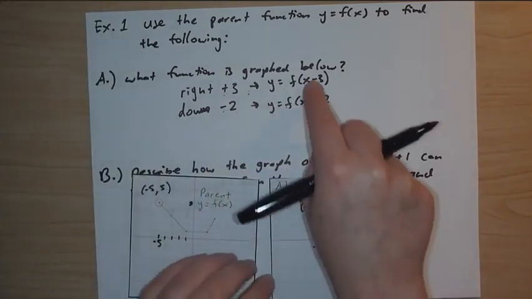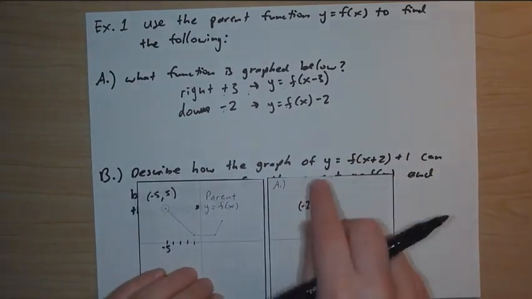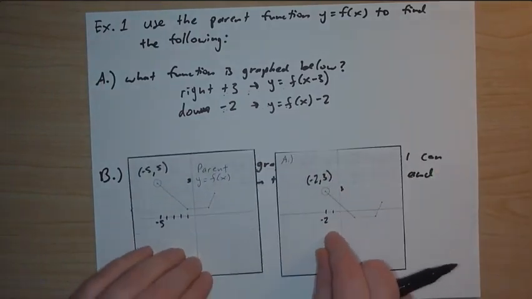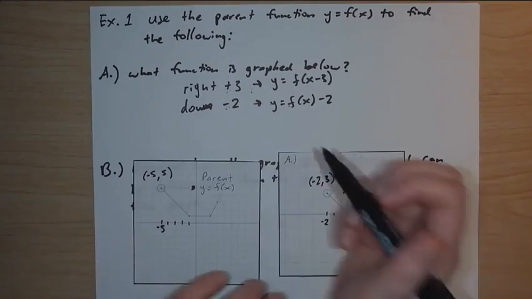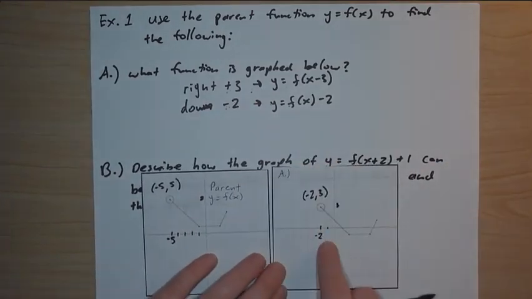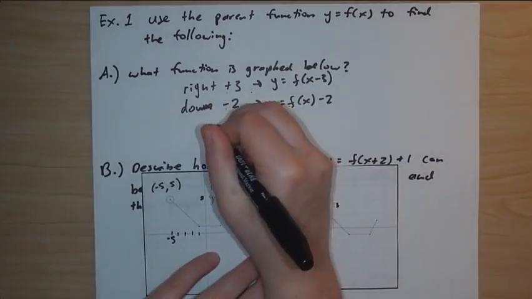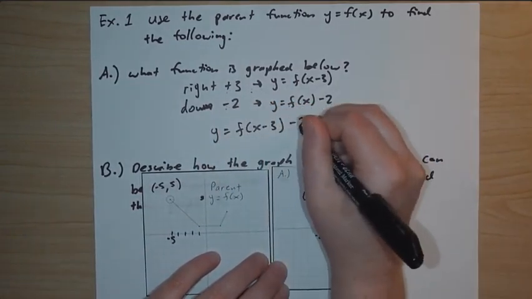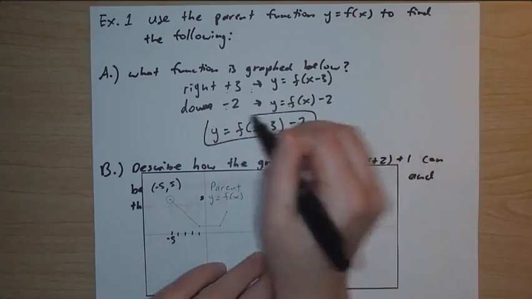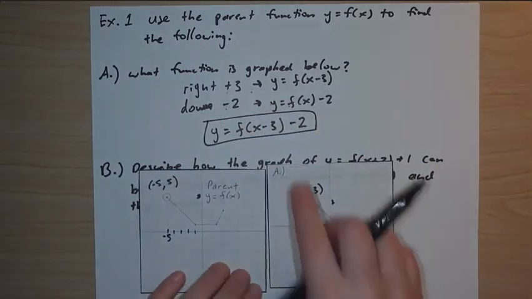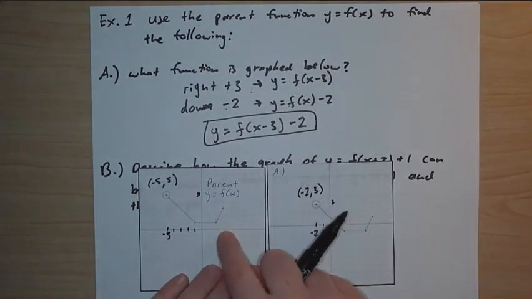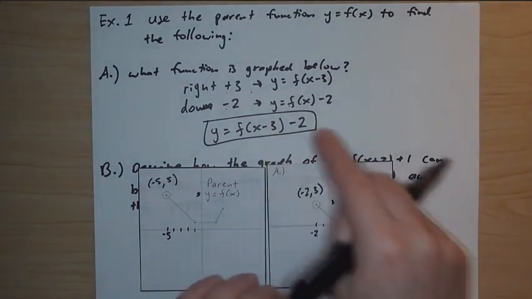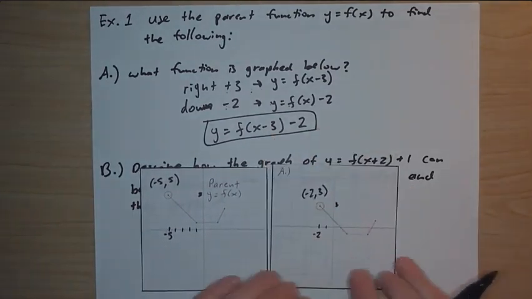So because of that, we're going to combine these two, since both have happened in this graph. And so the function graphed in A is y equals f of x minus 3 minus 2. So if you graphed y equals f of x, it would give this, and if you graphed out this, it would give you this right here.